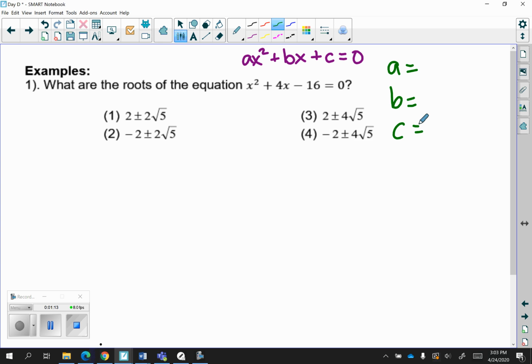So a is going to be my coefficient in front of the x squared, which is a 1. b is the coefficient in front of the x, which is a positive 4. And c is a negative 16. I'm going to take the sign with it.